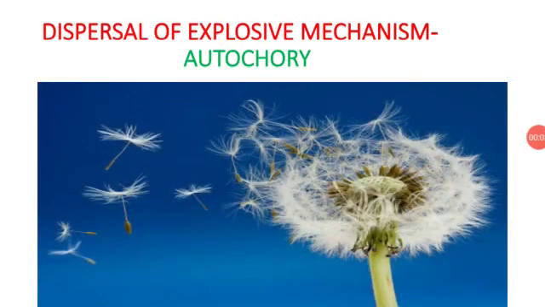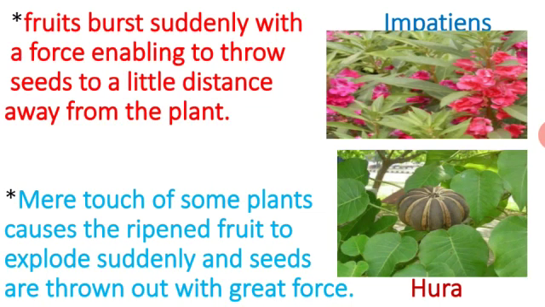Next topic is dispersal by explosive mechanism, which is named autochory. Some of the fruits burst suddenly and throw the seeds a little distance away from the plant. Such a process is named explosive mechanism. Here the bursting of the fruit happens suddenly and it throws the seeds a little distance away from the plants.